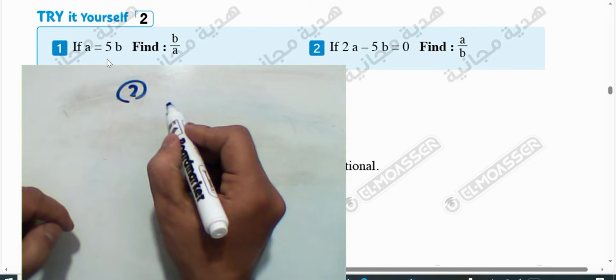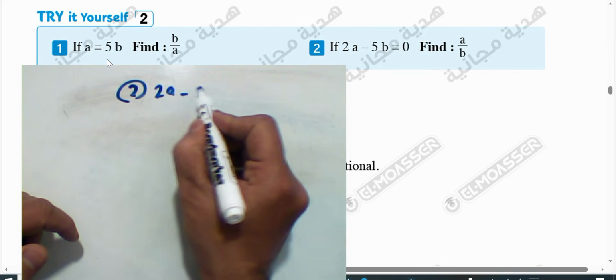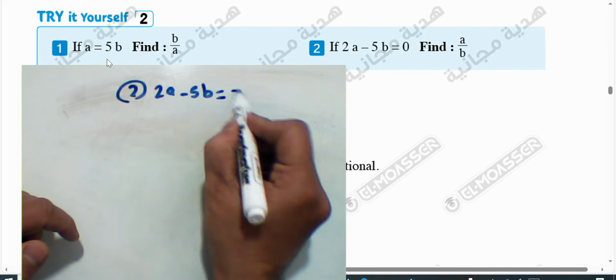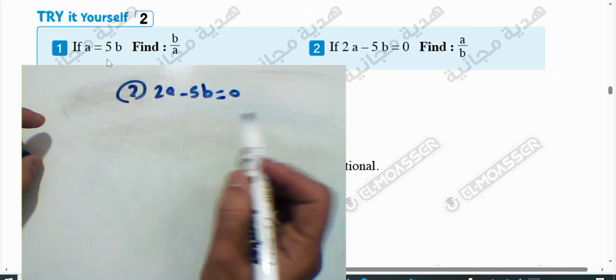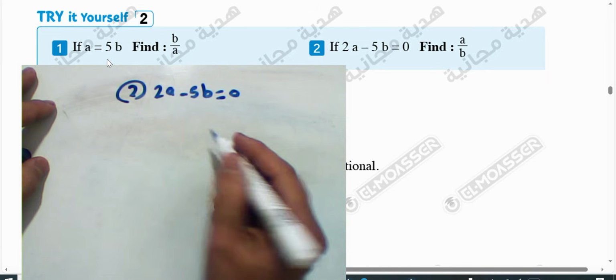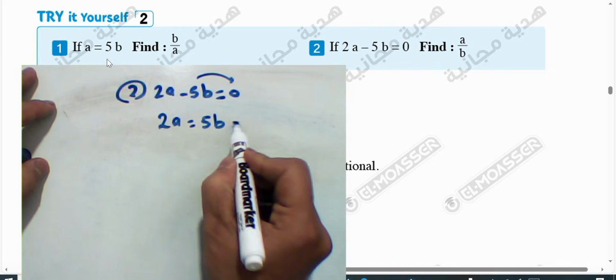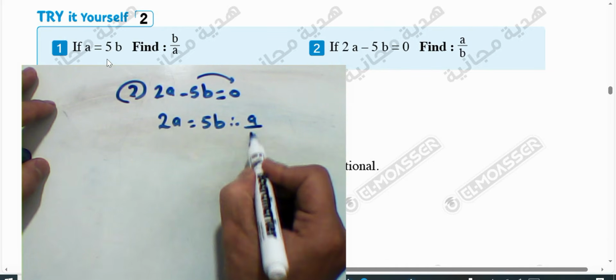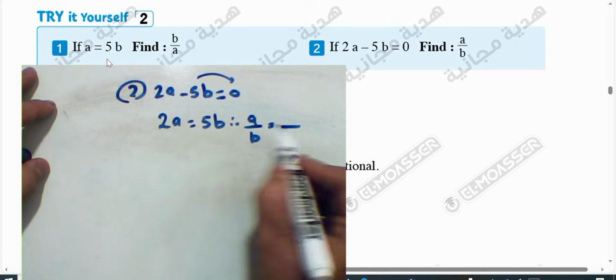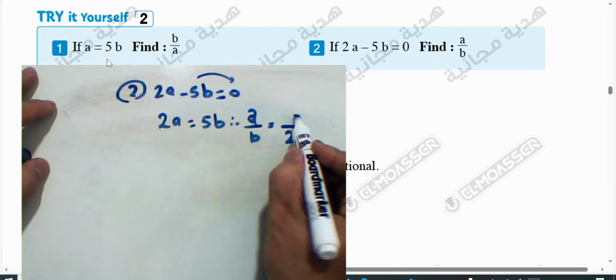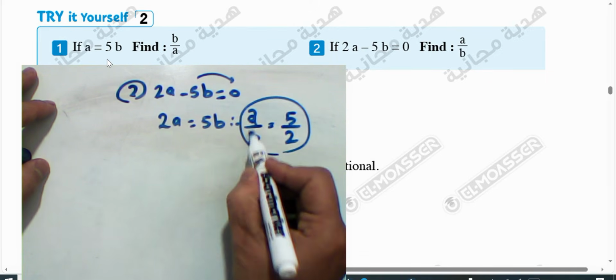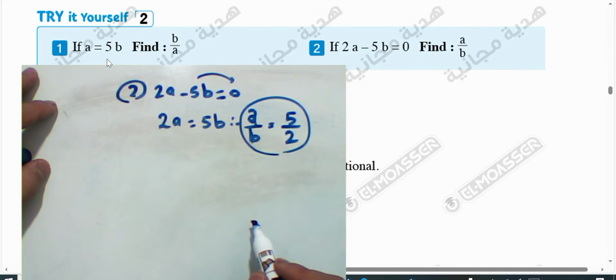Number 2, we have 2a subtracted by 5b is equal to 0. We want to find the value of a over b. Okay, we can move 5b here, then 2a will be equal to 5b. So we can write the ratio a over b equal to a times 2 and b times 5. Then a over b equals 5 over 2. That's question number 2.